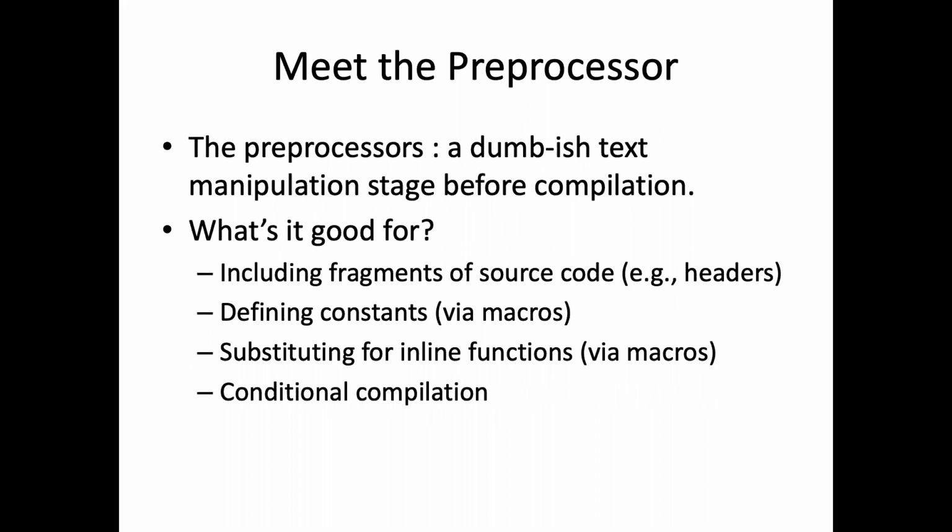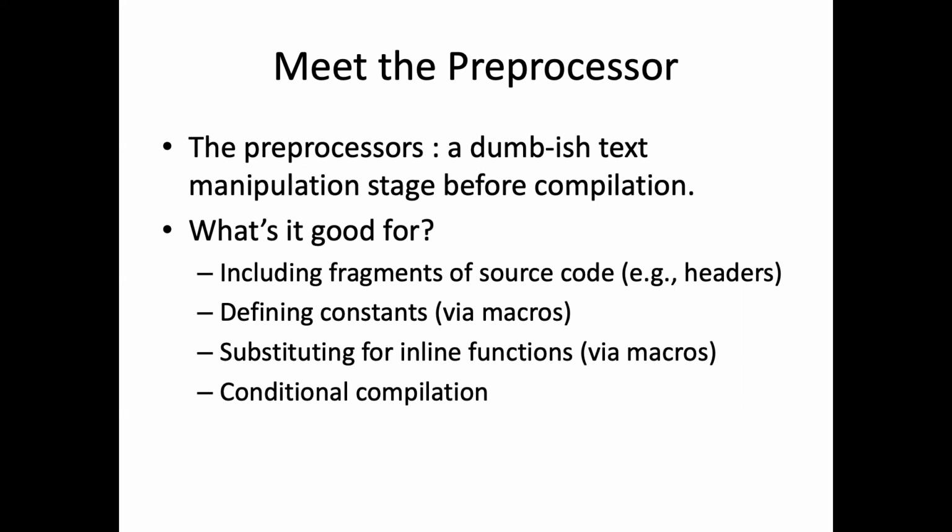You know what the preprocessor is, at least you know a little bit about it. It is a dumb-ish text-based stage of compilation that just does text manipulation of your source code before the regular compiler even sees it. I say it's dumb-ish because it doesn't understand all the syntax of C. It just does basic text-based substitution, like going and getting the contents of a header file so the compiler can see that before it sees the rest of your code.